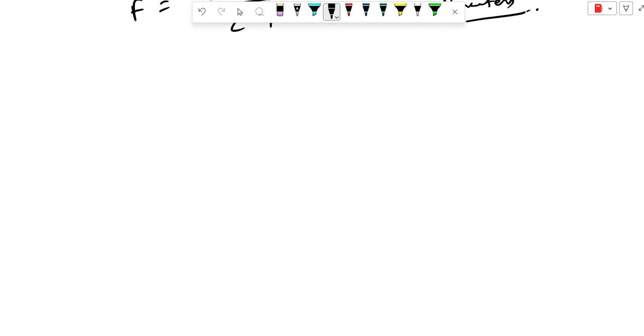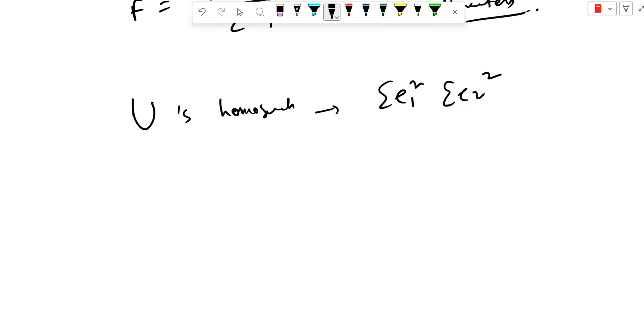So if you are homoscedastic, the two variances, summation of e1 square and summation of e2 square, should turn out to be equal, and therefore F will tend to 1. Otherwise, it will tend to be large, indicating heteroscedasticity.